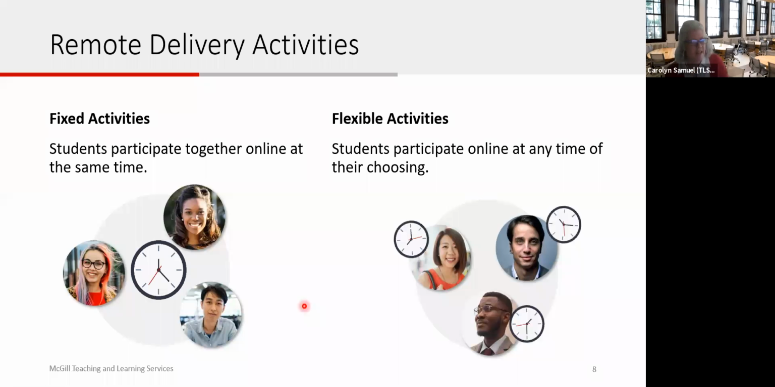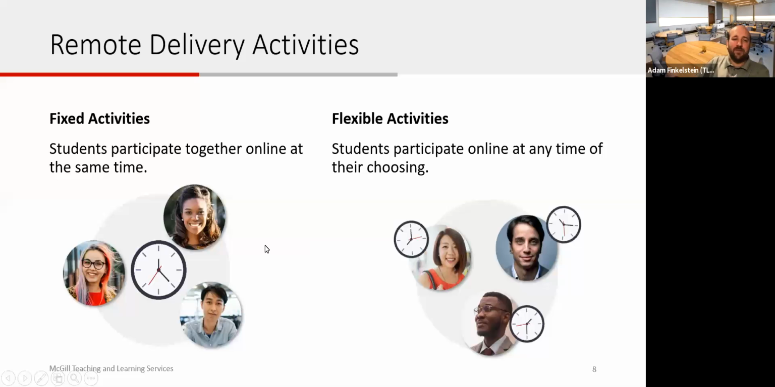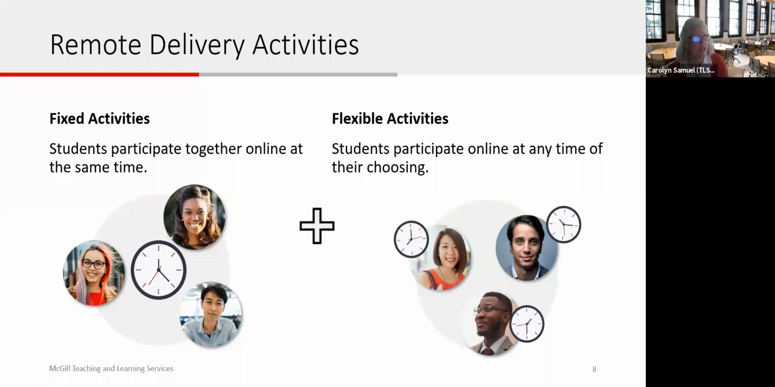Well, hold on, Adam, I'm going to interrupt you because we've got something else on the slide here. There are actually a couple of important points to highlight regarding fixed and flexible activities. We've got a plus sign there. You might consider doing a combination of the two. So you don't have to do everything in fixed time. You don't have to do everything in flexible time. A combination of the two might be the route to go. And then we have another, sorry, go ahead.